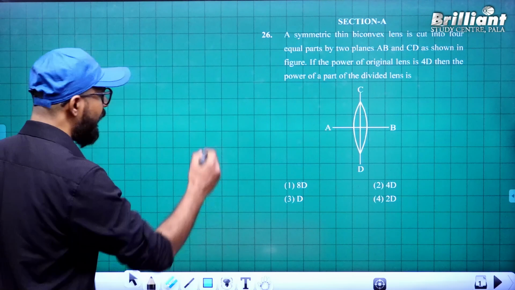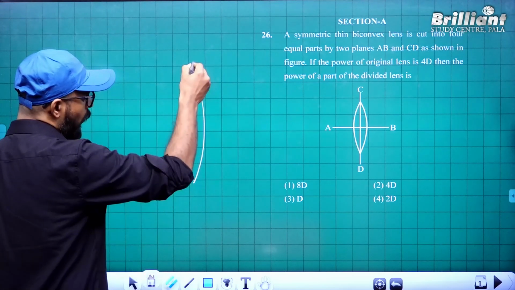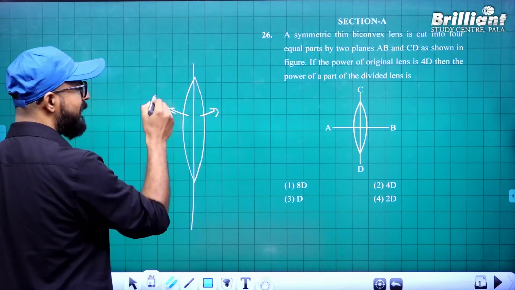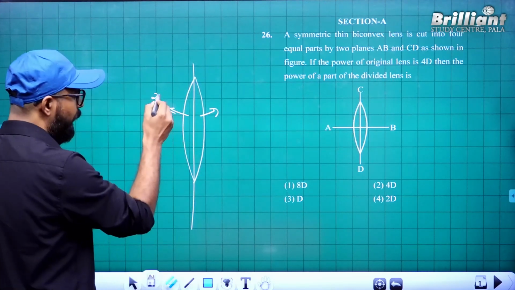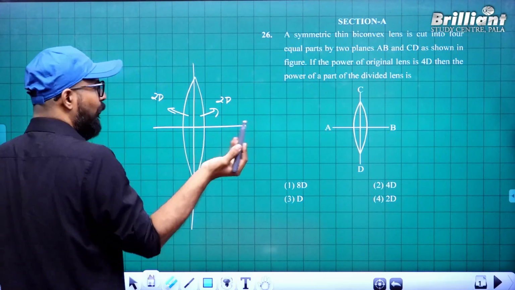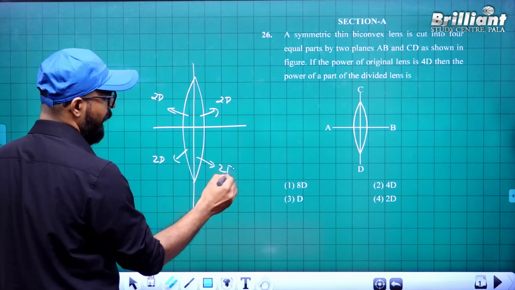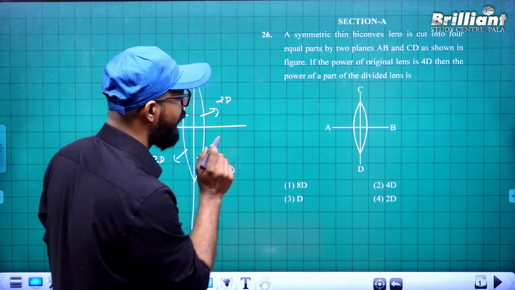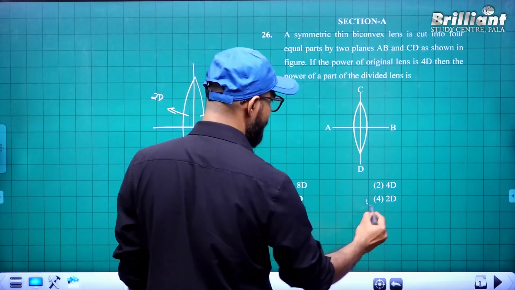You can see if a lens is cut vertically, the power of the lenses will become exactly half of what it was. What is the power? 4D. It will become 2D. Each will become 2D. And if you cut it like this, there won't be any change. It will simply remain 2D and 2D. Clear? We just got 4 lenses, each one 2D. So then the power of the part of the divided lens, the answer is 2D.